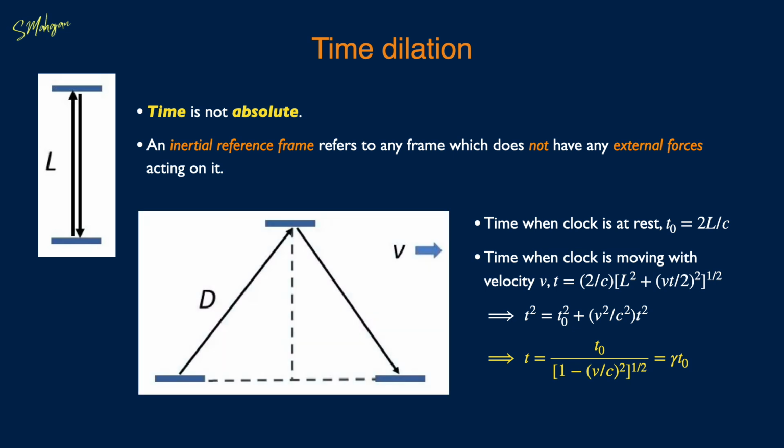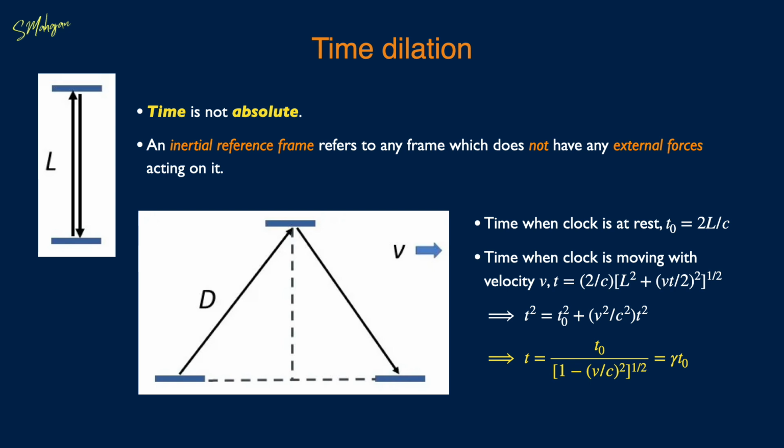Since the speed of light is the same in both frames, the beam must take longer to make the round trip. From the figures, we can see that the time taken for the distance to be traveled is given by 2/c times the square root of L squared plus (Vt/2) squared. This leads to the conclusion that the time interval measured in the frame in which the clock is moving is greater than that measured in the rest frame of the clock.